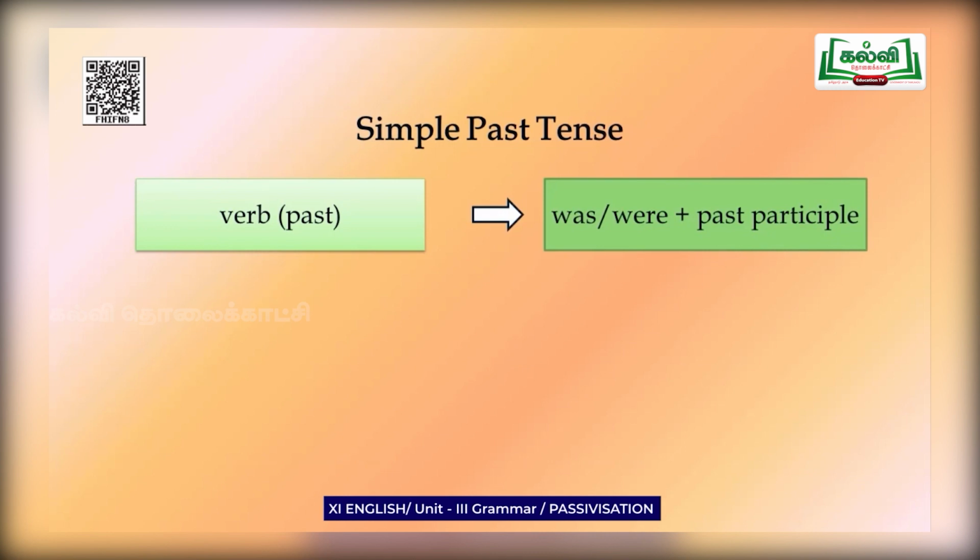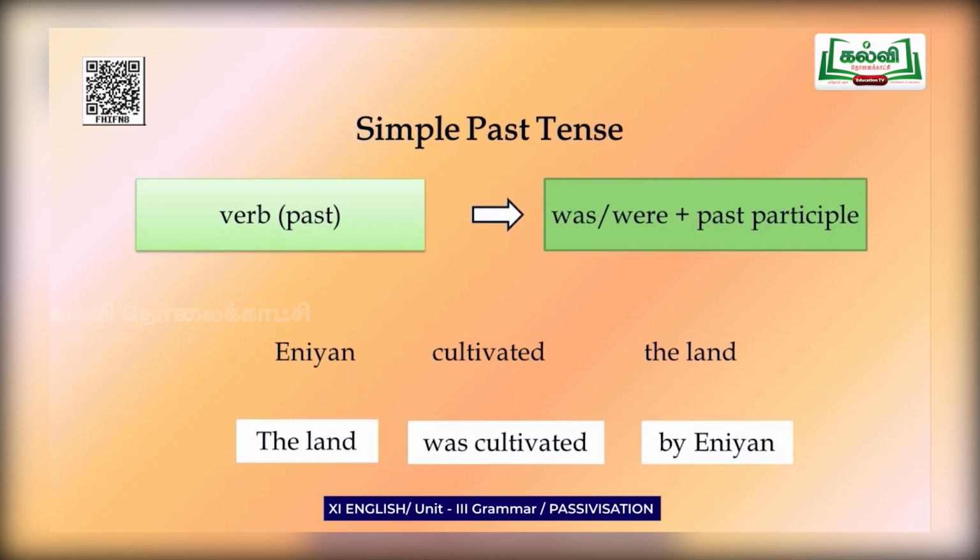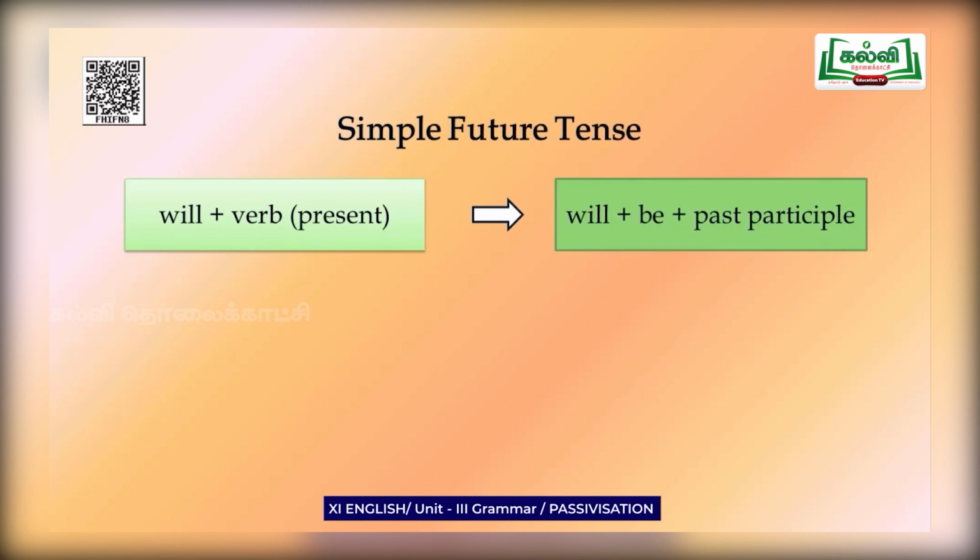Let's move to simple past tense. In simple past tense, the following structure should be followed: was, were, and past participle. Inian cultivated the land becomes the land was cultivated by Inian. Here, "was" represents the simple past tense. Next, we will see simple future. The modal verb "will" gives the sense of future tense. When you are going to change a simple future tense from active voice to passive voice, the following structure should be followed.